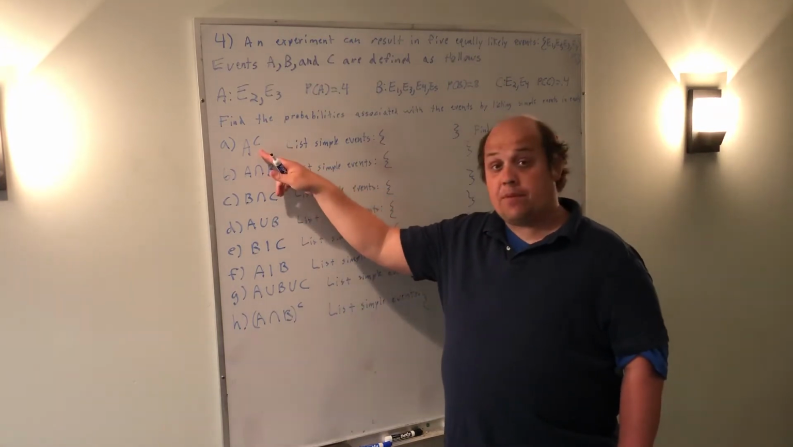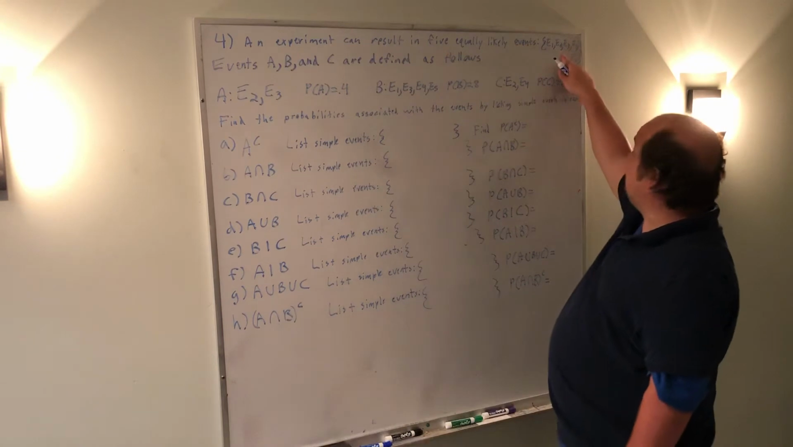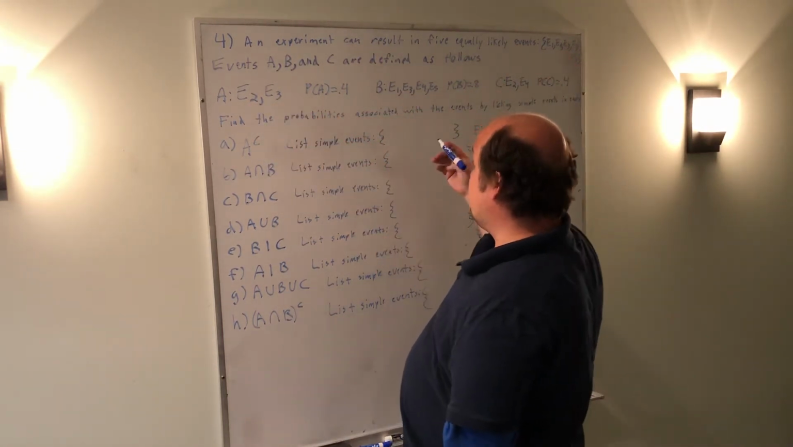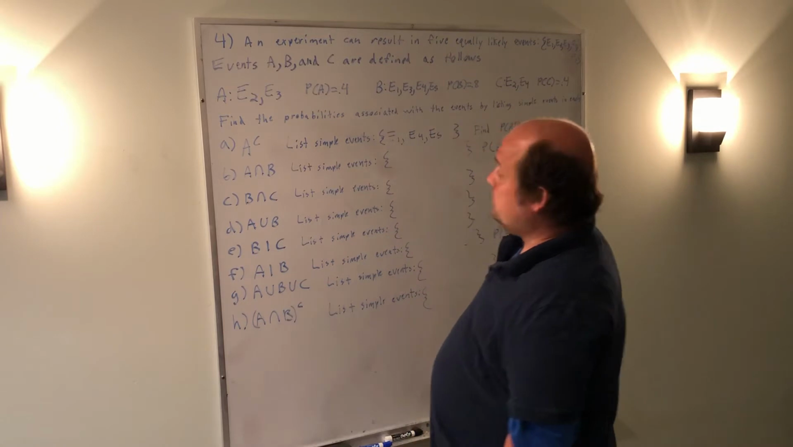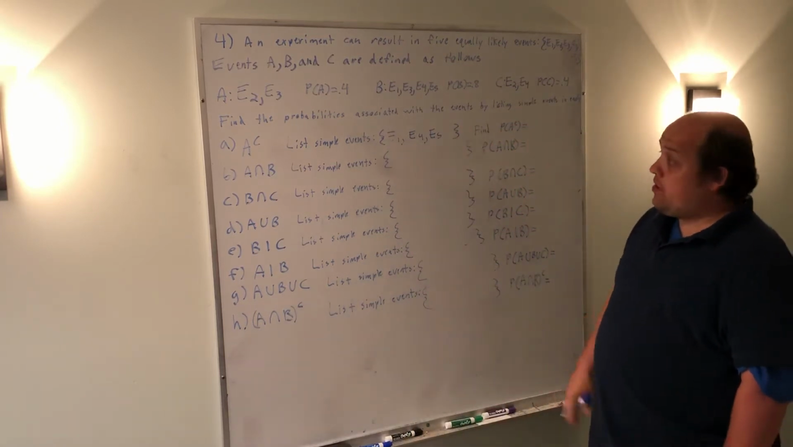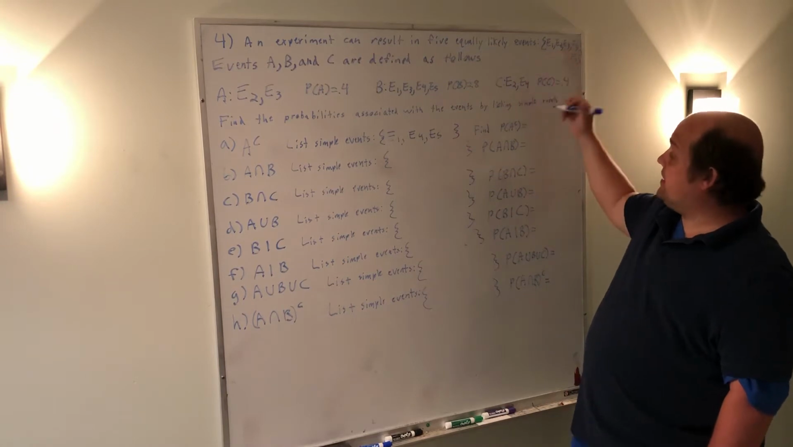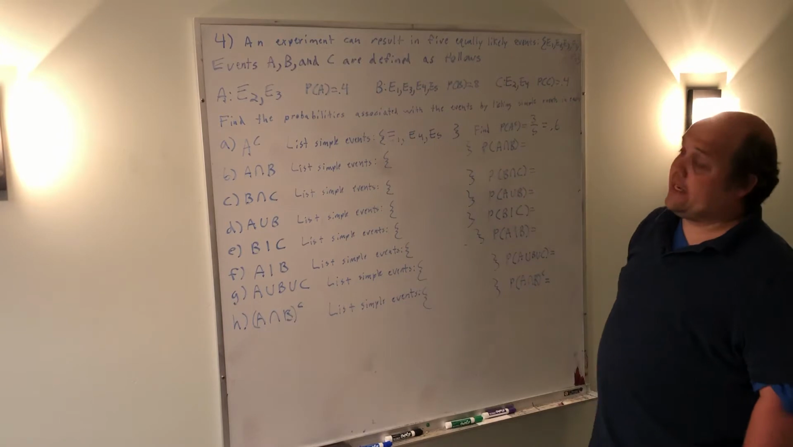First one's a complement. When we do a complement, we look at the event and we can compare it to the sample space. Event A includes E2 and E3. What's left in the sample space then is E1, E4, and E5. To find the probability of this, we can take 3 simple events out of 5 events in the sample space, and that's going to tell us 0.6.